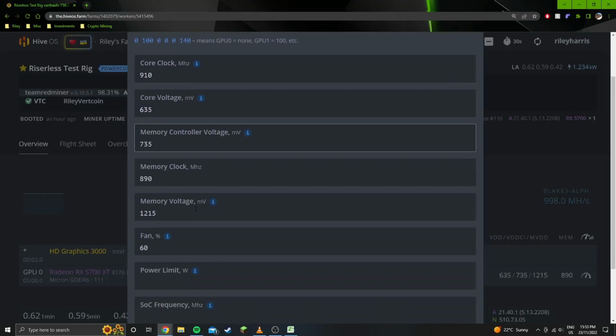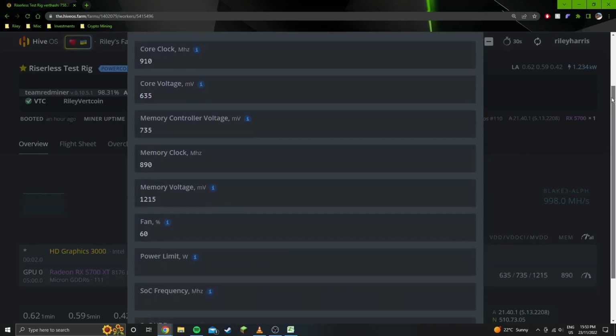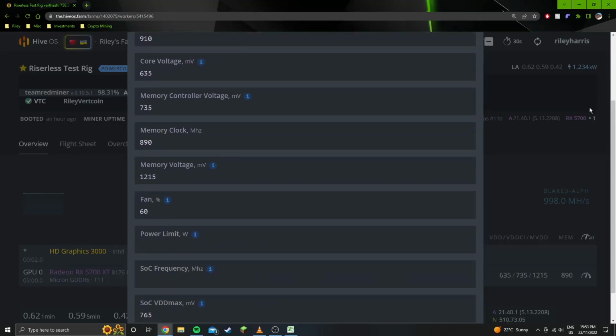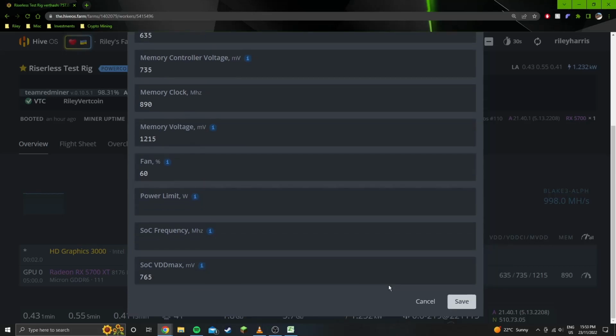So these are the overclock settings that I landed on as being the most efficient: core clock 910, core voltage 635, memory controller voltage 735, memory clock 890, memory voltage 1215, and SOC VDD max 765.